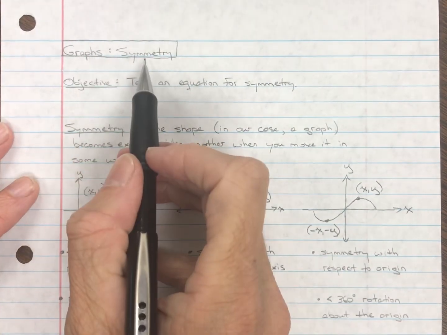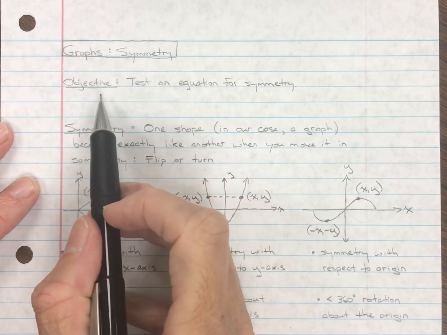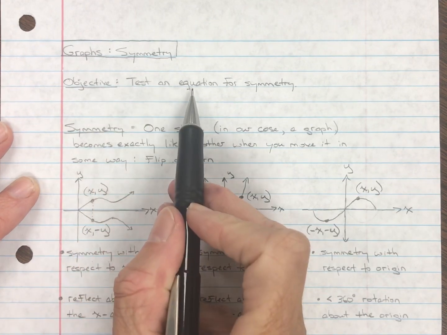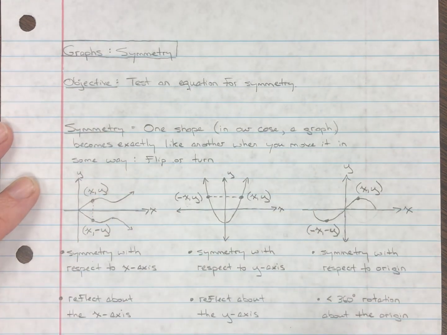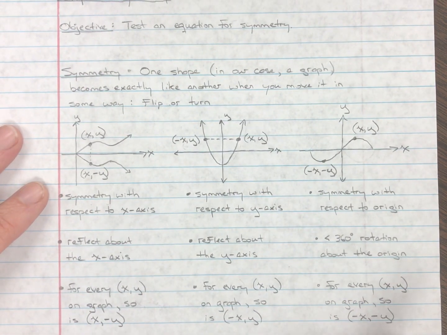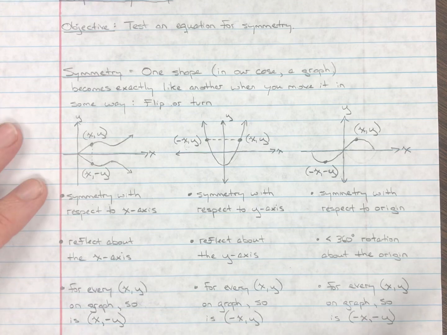Graphs and symmetry. The objective for this video lecture: we want to test an equation for symmetry. Let's take a look at what symmetry means and the different cases we're going to be looking at.